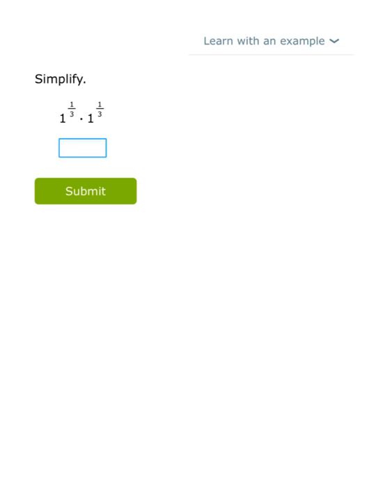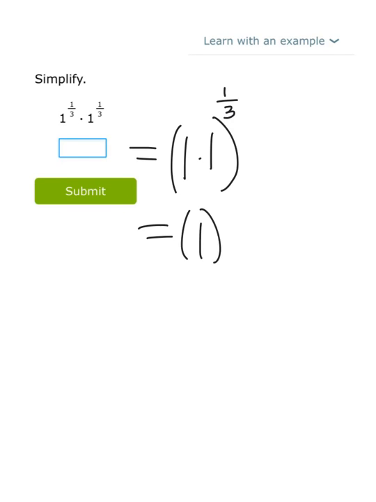I have 1 to the 1/3 times 1 to the 1/3. Well, since both of these bases are raised to the same exponent, I can go ahead and rewrite this as 1 times 1, and then I'm raising both of them to the 1/3 power. So order of operations means I would do what's in the parentheses first. So 1 times 1 is just 1, and then it's still raised to the 1/3.